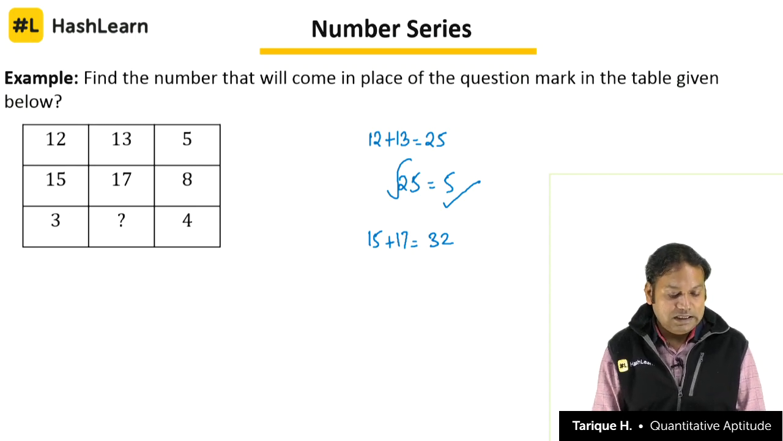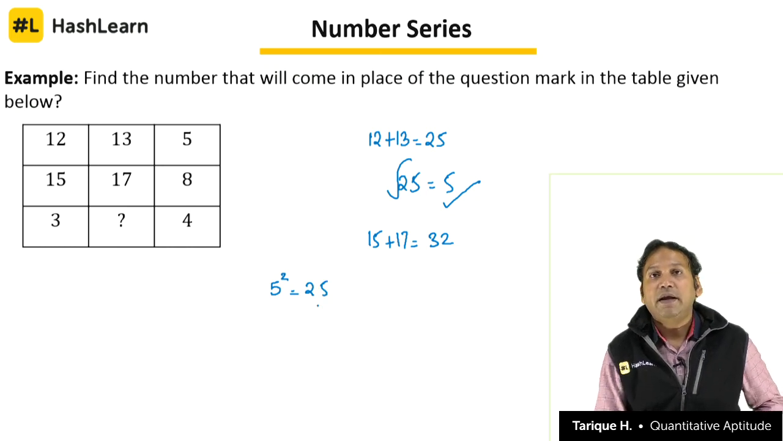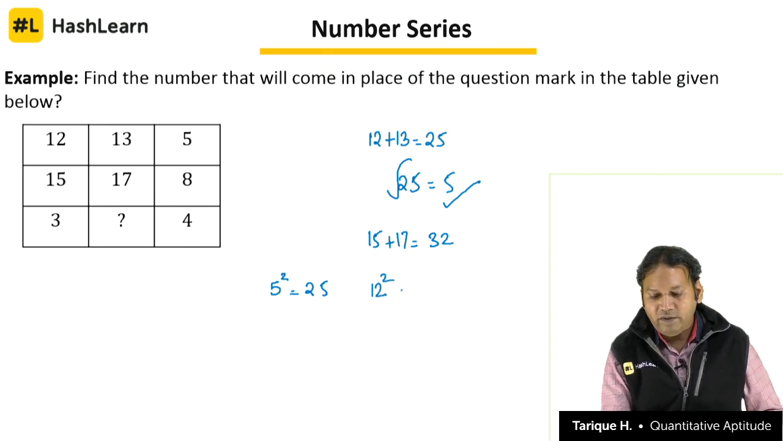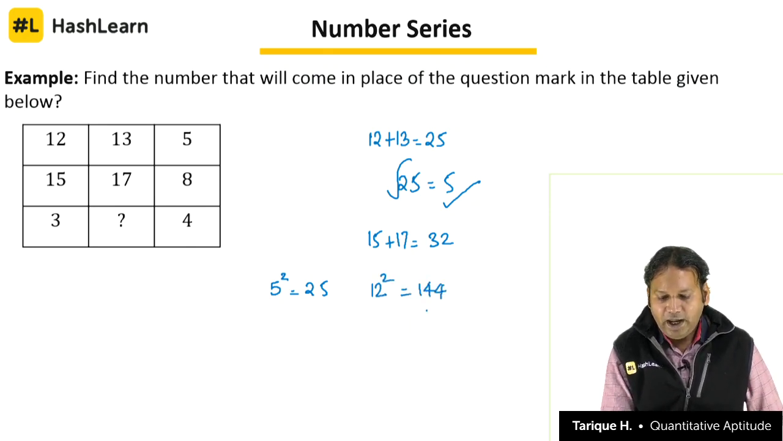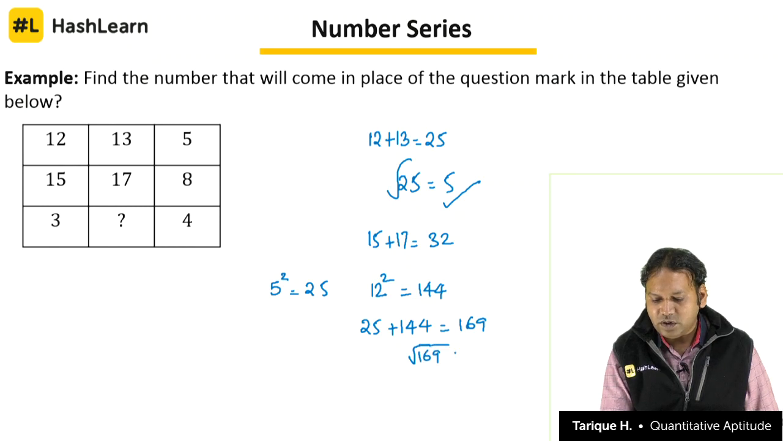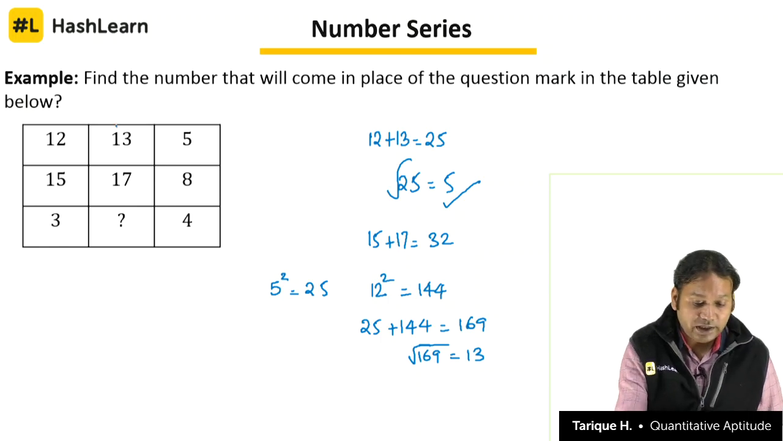What are these numbers basically telling you? What all can we do while solving the question here? Let's look at this. 5 square is how much? 25, right? And 12 square is equal to 144. And if you add 25 and 144, how much do you get? 169. And what is the square root of 169? The square root of 169 is equal to 13, and that is how you get the middle number here.